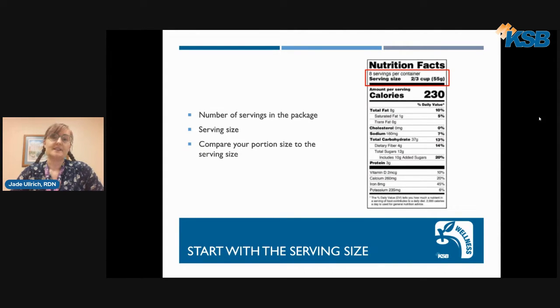So if the serving size is 1 cup and you actually eat 2 cups, for example, you are getting twice the calories, fat, sodium, as well as the other nutrients than what is listed on the label.